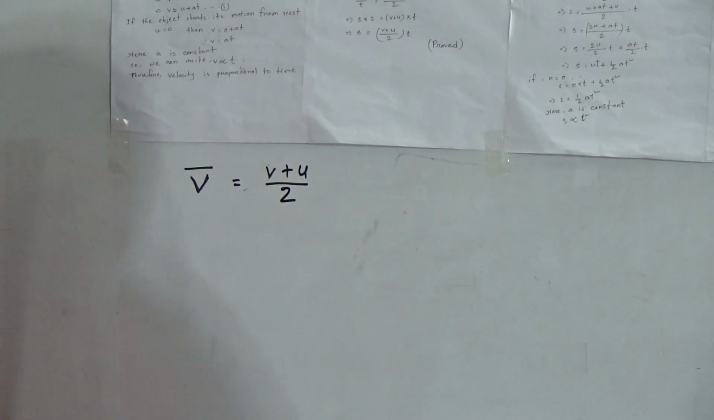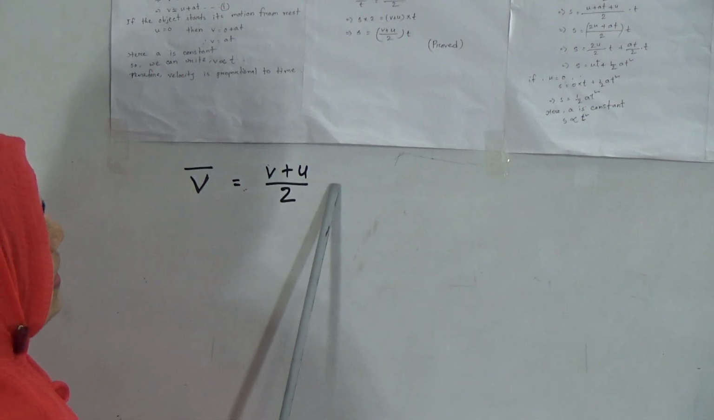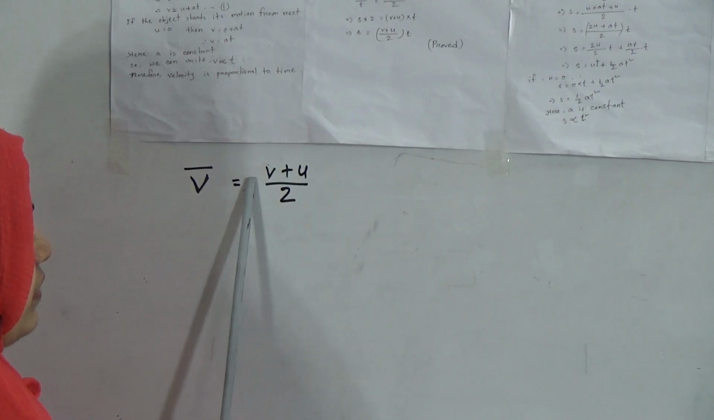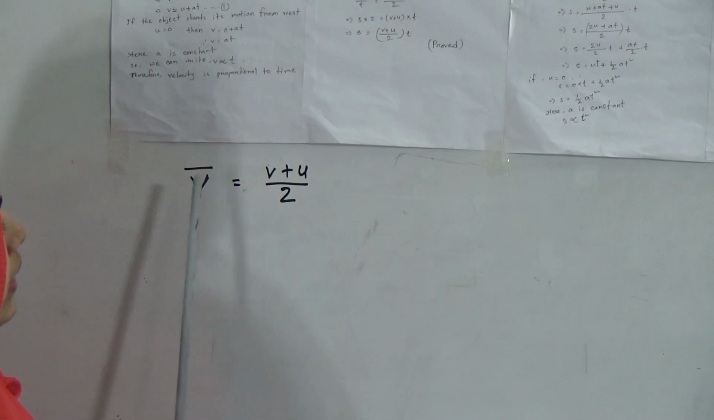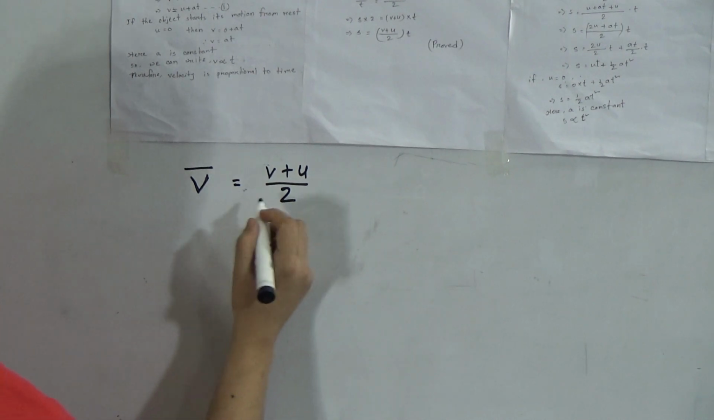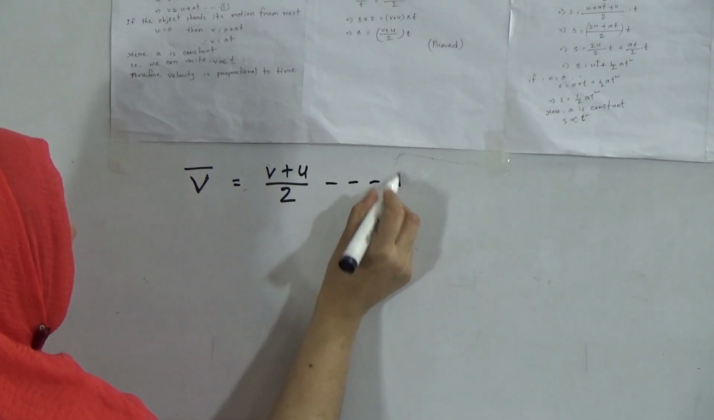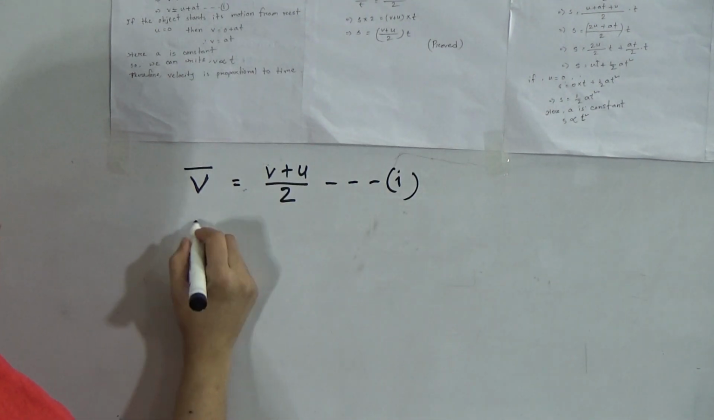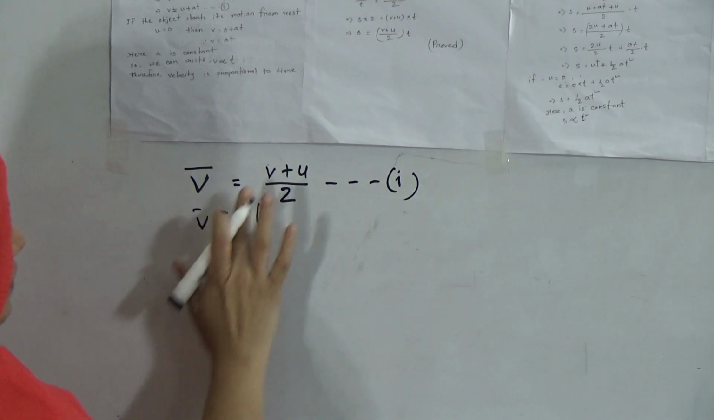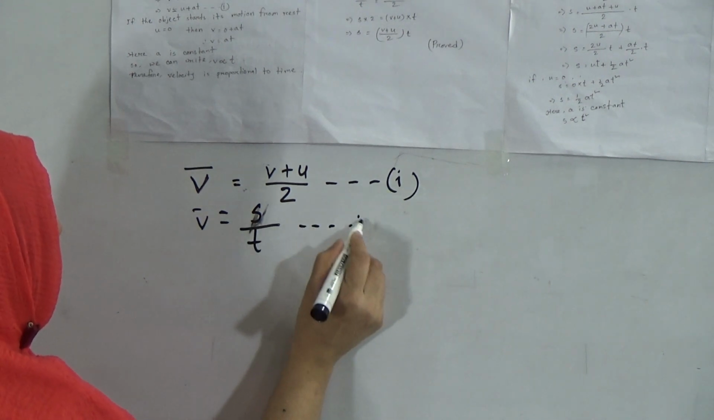My dear students, average velocity v bar means the addition of initial velocity and final velocity divided by 2. That means average velocity v bar equals (v plus u) divided by 2. This is equation number 1, and again we know v bar equals s divided by t. This is equation number 2.